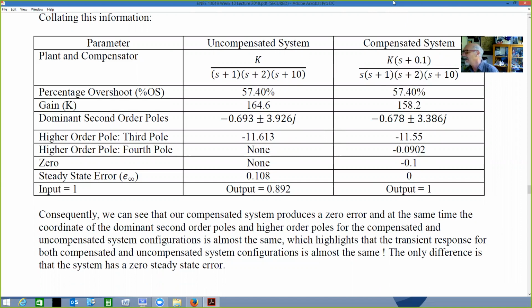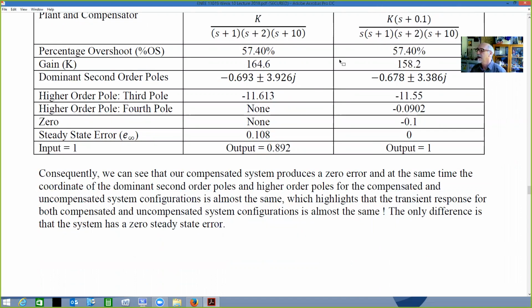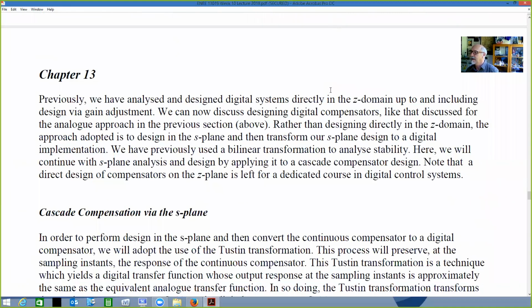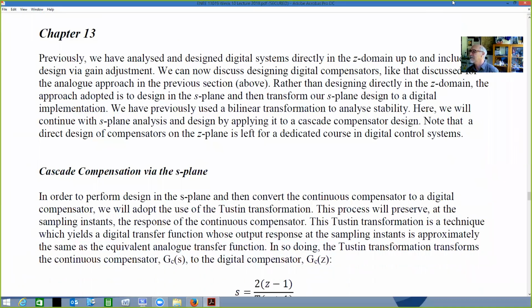Huge differences there, which highlights that the transient response for both compensated and uncompensated system configurations is almost the same. The only difference is that the system has a zero steady state error. Okay, so mission accomplished. So that was for the analog system. In the digital system, as you might imagine, we can do similar things.